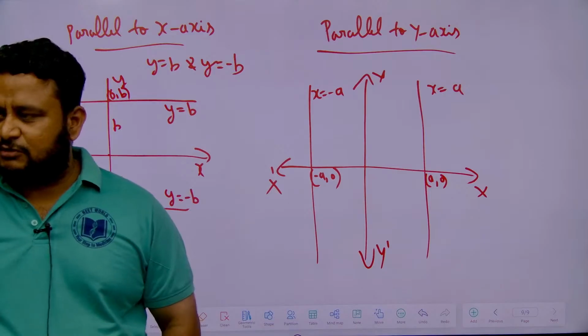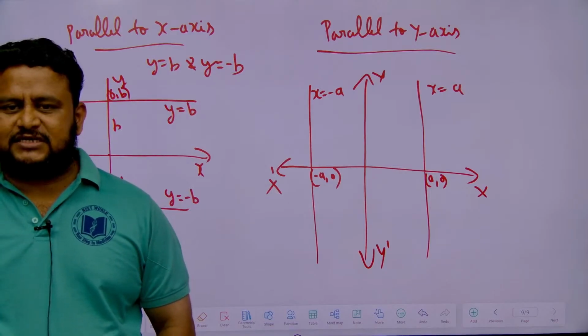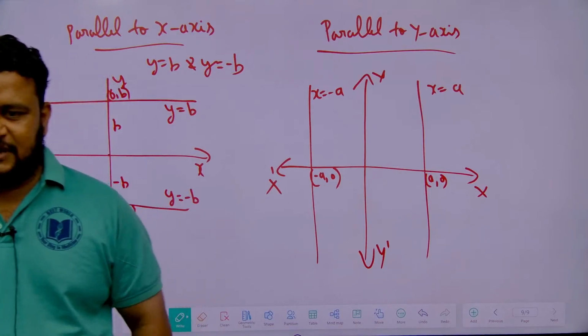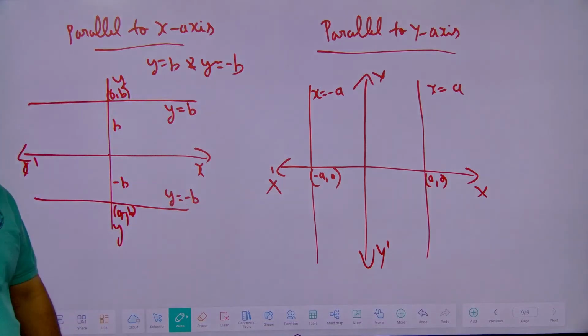Parallel to y axis means what? You will write x is equal to something. Parallel to x axis means what? You will write y is equal to that value. Okay, got it? Make a note of this one. Very simple thing, but it is a very important concept.